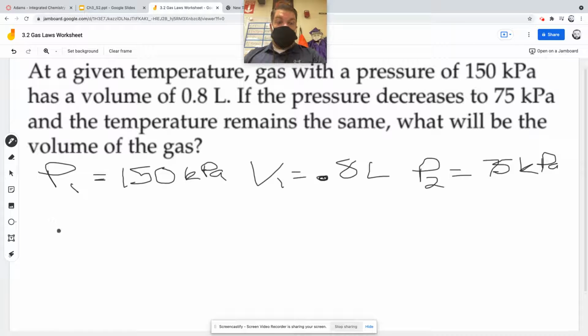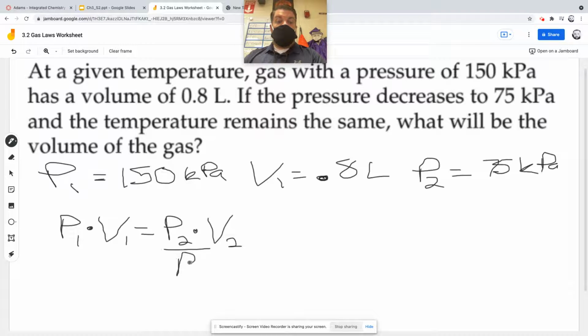And they're asking me for the second volume, right? It says, what will be the volume of the gas? So I start with this. I'm going to say P sub 1 times V sub 1 equals P sub 2 times V sub 2. And that's what we're looking for. So I'm going to take this equation and solve for V sub 2.